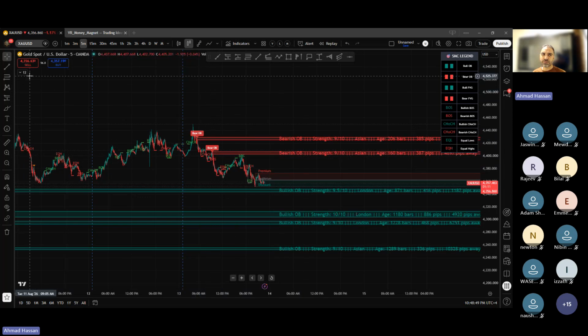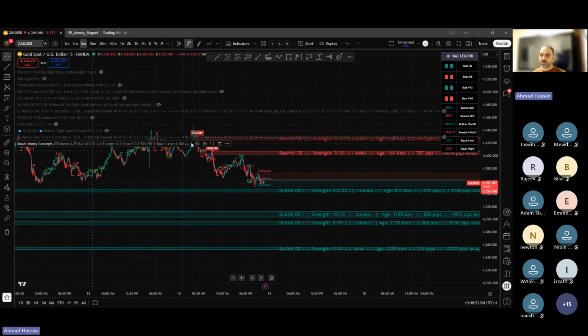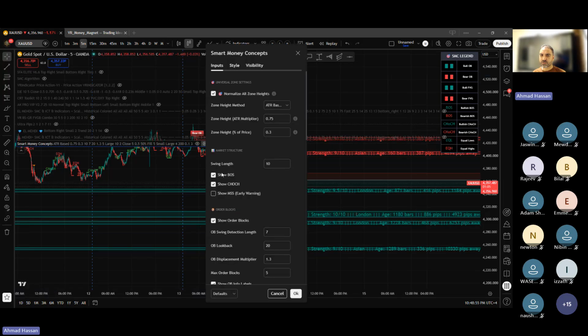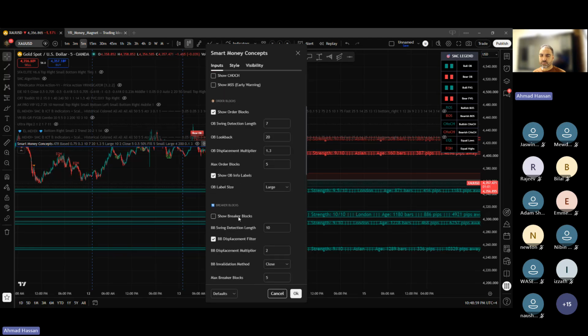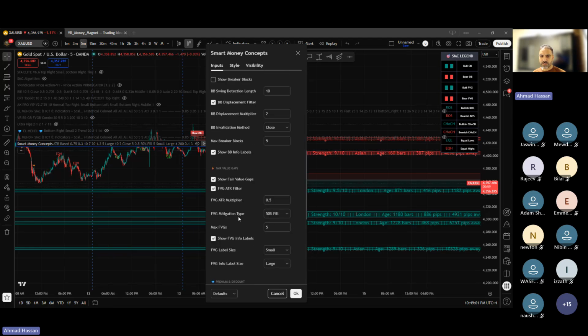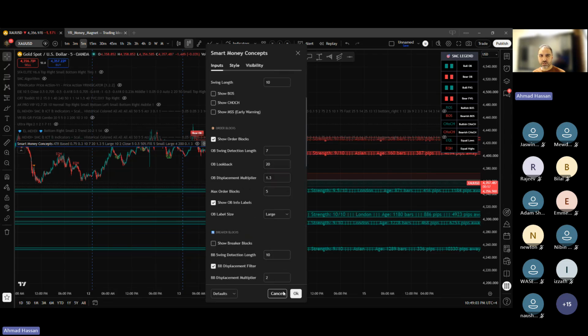So you want to switch off the change of character and break of structure. It's up to you. You can remove those. You can just show break of structure, change of character not required, and breaker blocks not required. That's it. Only these two. You switch it off and close.